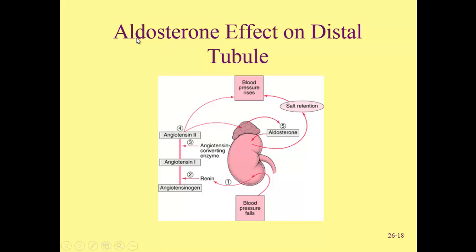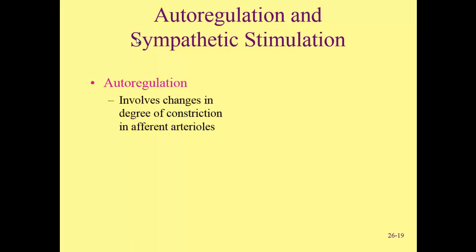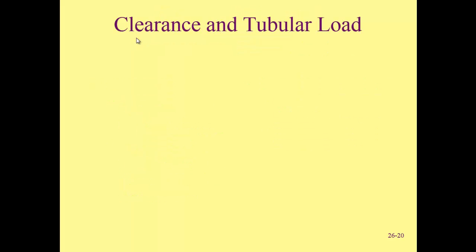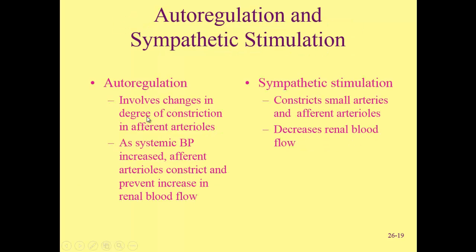So when blood pressure increases, that causes the afferent arteriole to constrict so we don't damage the kidneys. That happens initially, but if we have chronically high blood pressure, that mechanism will damage the kidneys over time.